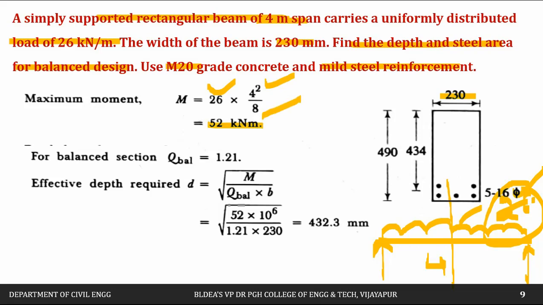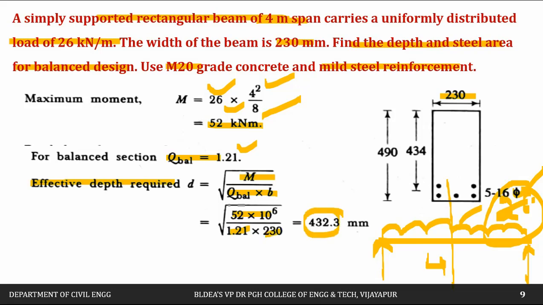Q balance you can already get from the table, that is 1.21. Then next is how to calculate the effective depth required and area. Already we have seen this in the previous video, so you can refer to that. D will be equal to the square root of M divided by Q balance multiplied by B. So M is 52, you substitute here 52, divided by Q balance, which is 1.21, multiplied by 230, that will be equal to 432.3 mm.